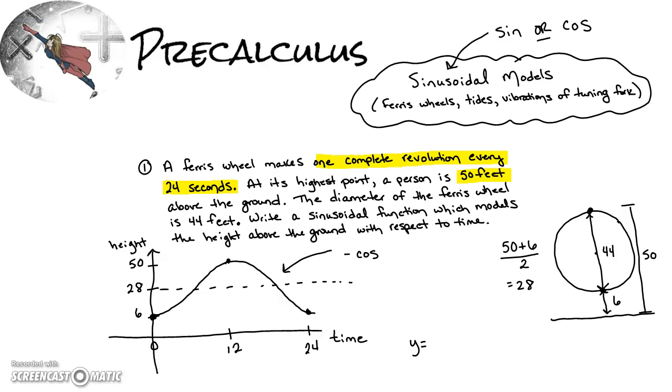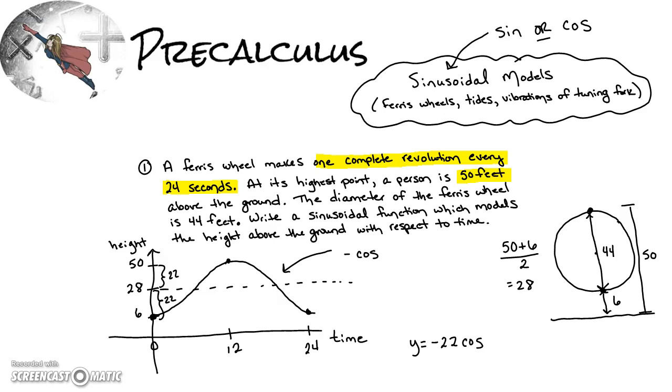Now the amplitude is the distance from the halfway point, like right in here, halfway point to the lowest, and that's a distance of 22, or it's the same thing up here too. Either way you look at it, the amplitude is 22, and I'm going to put the negative in front of that. So let's give ourselves a little more room. So negative 22 cosine, we already said.